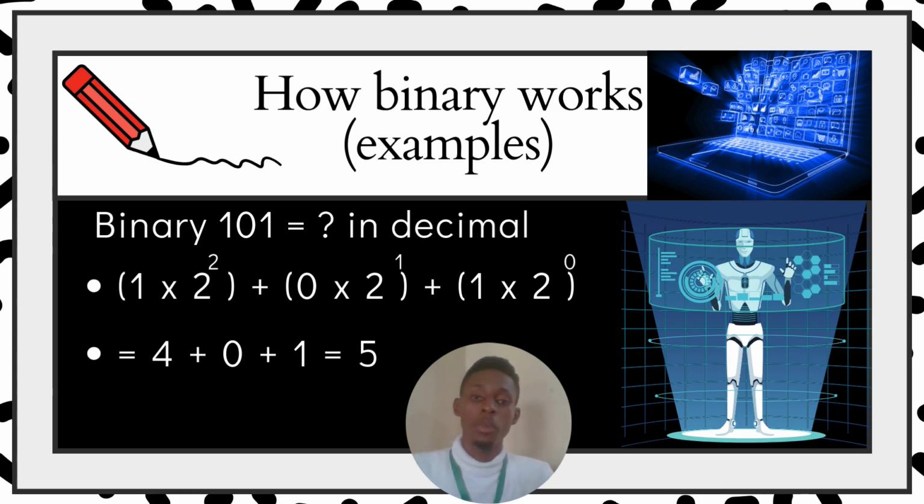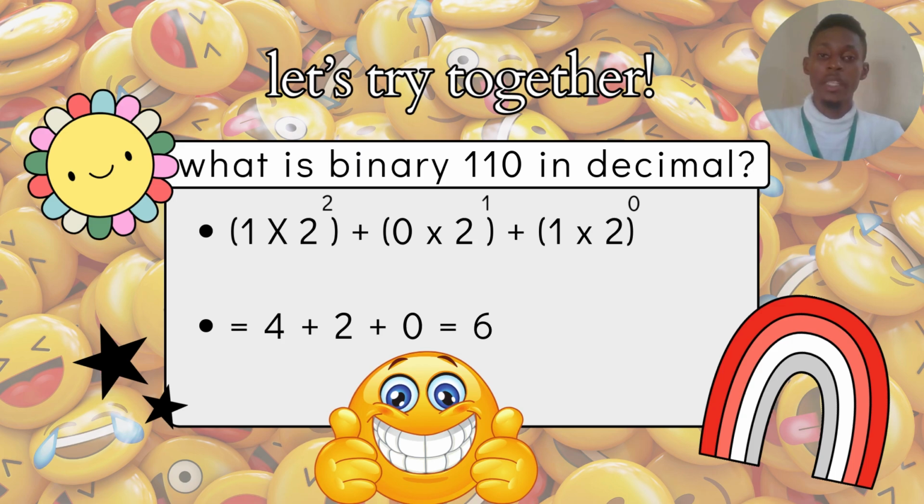Okay. Here we'll be looking at a few examples of how binary works. Binary 101 is equal to what in decimal? This is how it works: 1 times 2 raised to power 2, plus 0 times 2 raised to power 1, plus 1 times 2 raised to power 0. Altogether, it's 4 plus 0 plus 1, which gives you 5 in decimal.